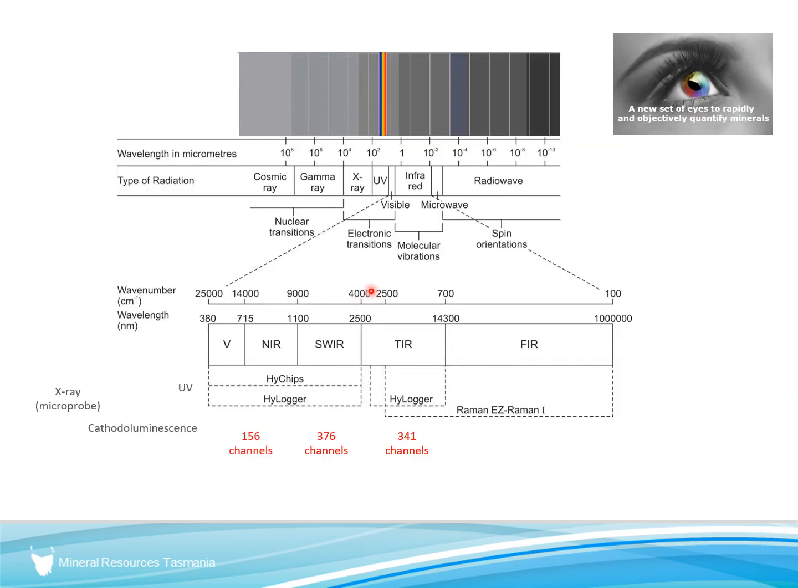So the HyLogger sees the visible as well as the near infrared. So this bit here, visible, near infrared out to the shortwave infrared, and then it sees another band of wavelengths out in the thermal infrared, and there's a gap in between, the mid infrared. An upgrade to the HyLogger being managed by Core Scan will fill in this gap, so there will be a number of channels in here as well. So that's on the horizon.